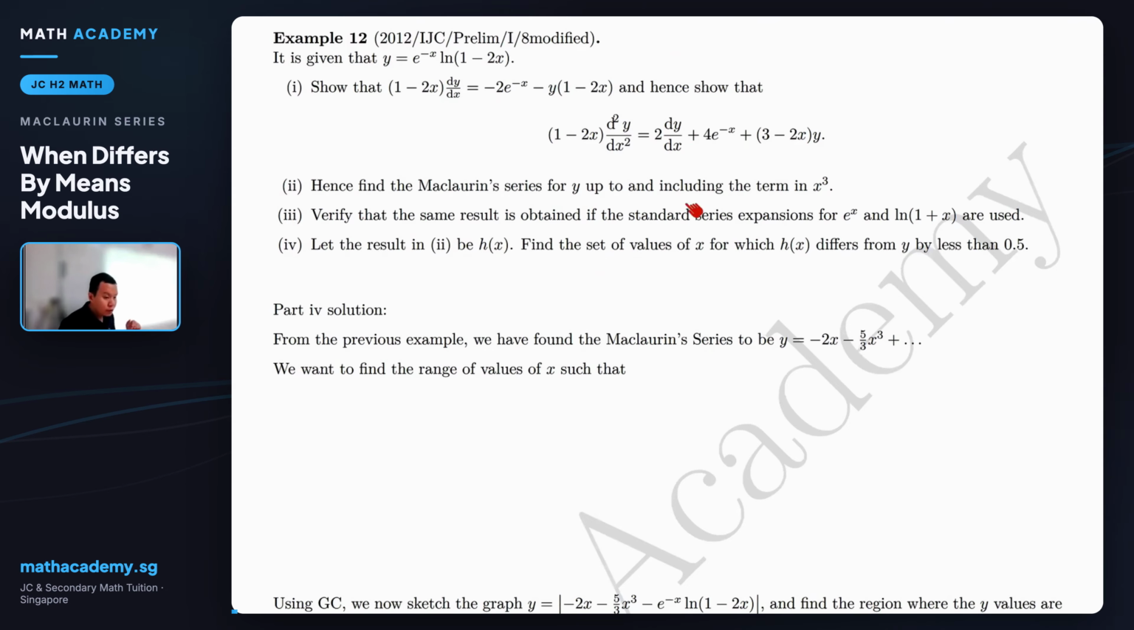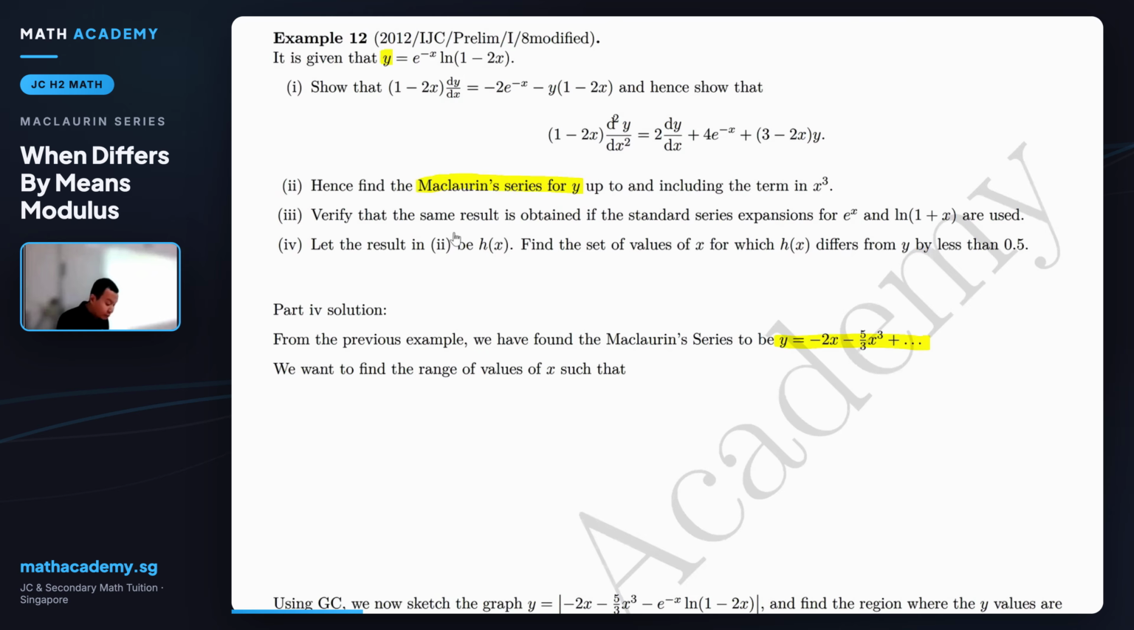Okay, I will jump straight to showing you what's happening in part 4. But before I start part 4, I need to orientate you to what we have found in front. So let's say this is your y equation. It's your usual differentiation before I have found the Maclaurin series for y. So for this answer, I have already listed down for you here. This is for the Maclaurin series of y.